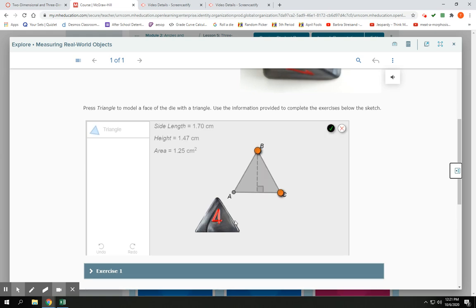All right, so we've got our triangle here. I guess that's as good as it's going to get. So the triangle is 1.38 along the sides and 1.18 for the height, and the area is 0.80.